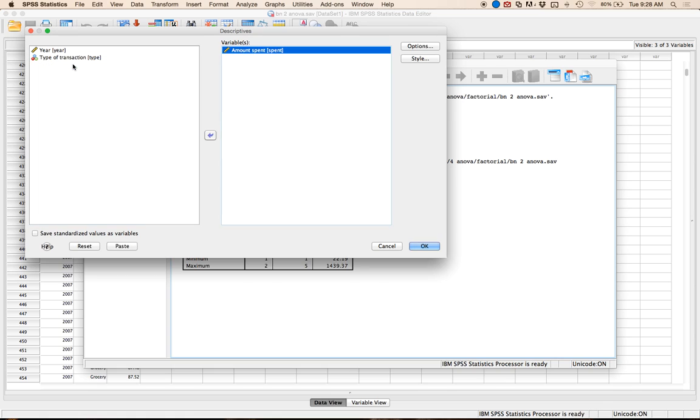Just the DV. I don't care about the IV because I made those codes, so they can't really be outliers. And save standardized values as variables. Okay, so this is our z-scores. And then I hit OK.